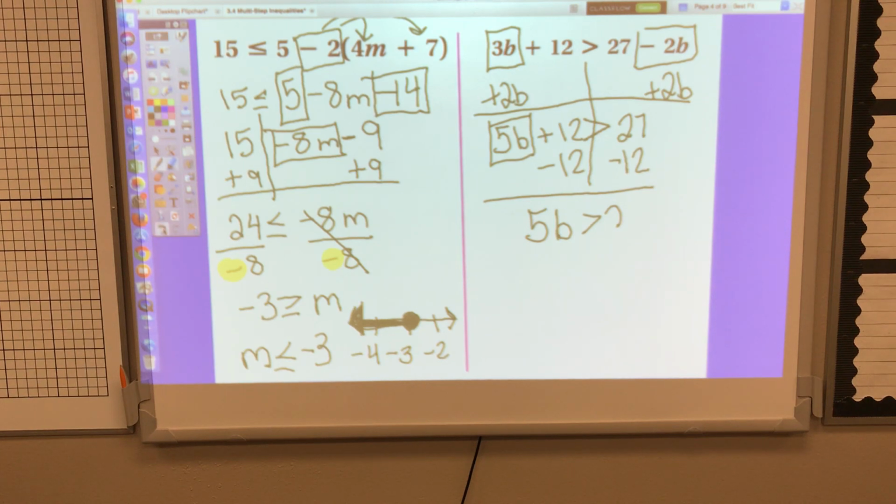Okay, 7 minus 2 is 5. 2 minus 1 is 1. Now to get b by itself, I'm going to divide both sides by 5. Since what I divided by is positive, b is going to remain greater than 3.